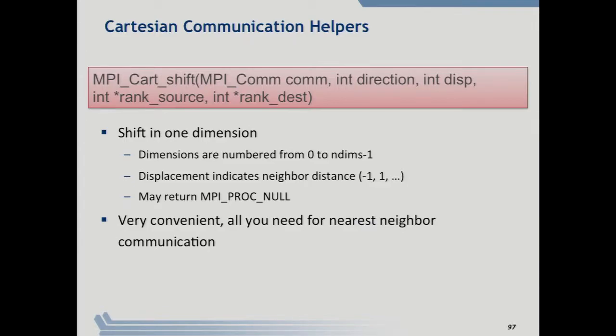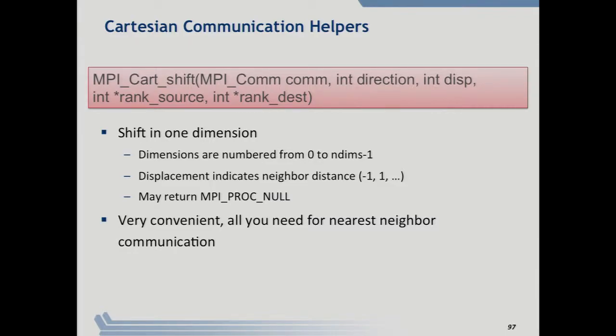So it's a substantial convenience function, because otherwise, to calculate that, you would have to know exactly who is located where. And you can find that not just for yourself, but for any rank. So for any rank, you can find out who its neighbors are. So these are all convenience functions. And it can return proc null.